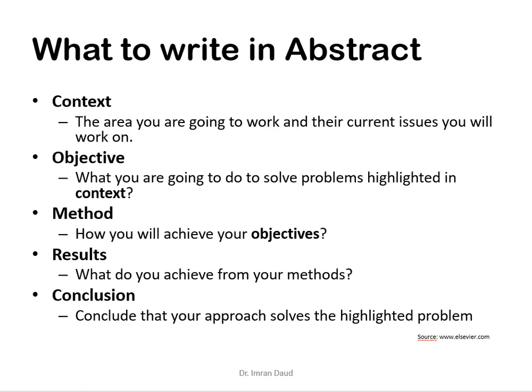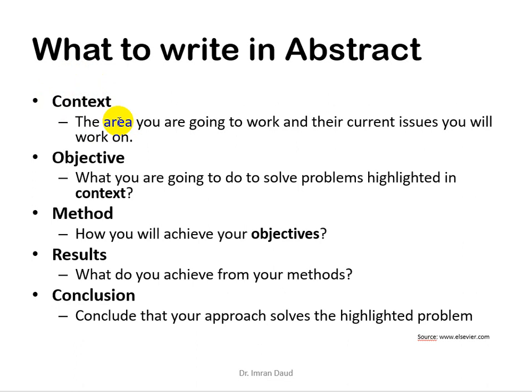Now, in that case, it is the conclusion of your highlighted problem, not about the document, because you are writing here the summary of the entire document. Here is the conclusion, what you have concluded out of your findings, or what your findings were, and you can mention them in the conclusion. Definitely, you will be writing a few sentences here. The context is basically the area you are going to work on, more specifically the area and the current issues you will be working on. So that is the context of your paper.